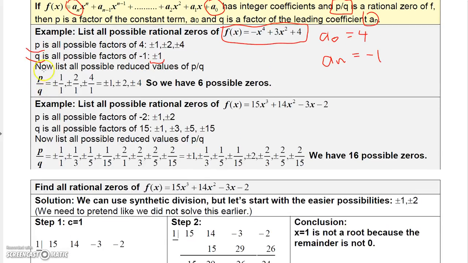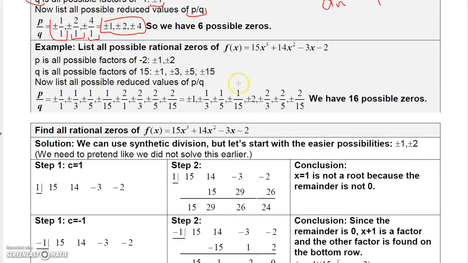Okay. Now let's list all the reduced possible factors of p over q. Well, we could take plus or minus 1 over plus or minus 1. Well, that's just going to give me plus or minus 1. Then I could take plus or minus 2 over plus or minus 1, so that's going to give me plus or minus 2. And then plus or minus 4 over plus or minus 1 is going to be plus or minus 4. So basically we have 6 possible zeros. And so those are the possible zeros. Now I'm not going to solve it just yet. Let me show you another example.